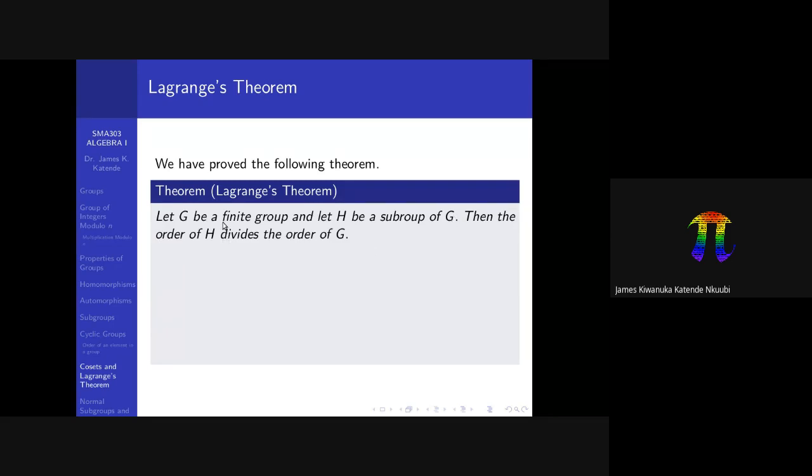Not very clearly, it says a finite group. So this is only useful for finite groups. Then the order of H must divide the order of G. What this simply says is that if a group has 10 elements, for instance, it cannot have a subgroup with 3 elements because 3 does not divide 10. The order of a subgroup must divide the order of a group, so that the number of elements in a subgroup should be a factor of the number of elements in the group.